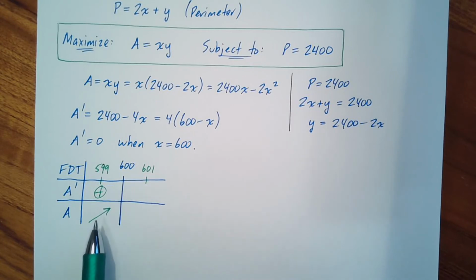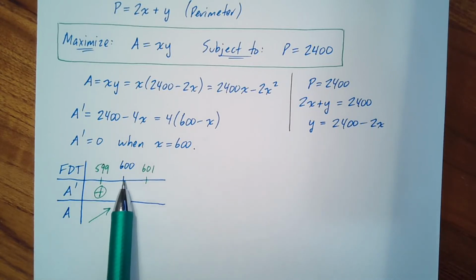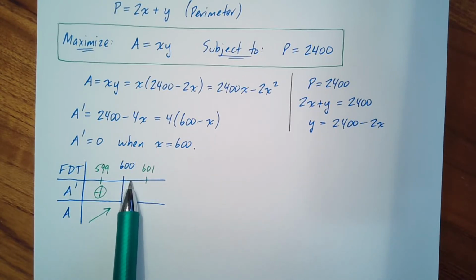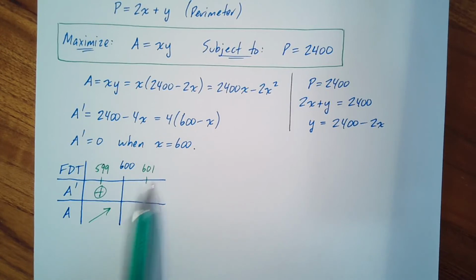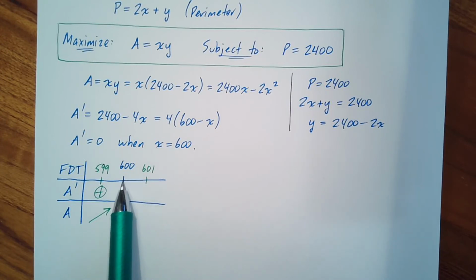So now the question remains, what happens if we go past 600? What if I move the value of x even further to the right? Is it going to continue to increase, or is 600 going to be where it stops increasing? That's the question at hand. And if we can answer that question, we've solved the problem.